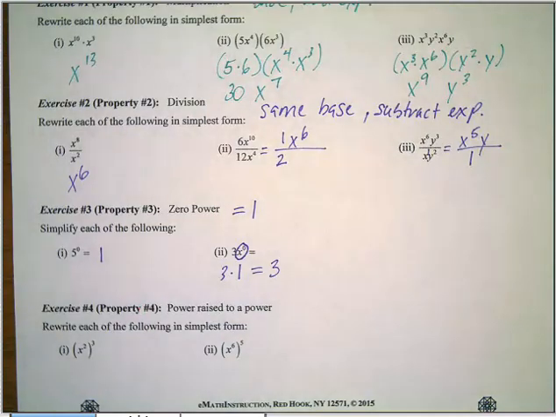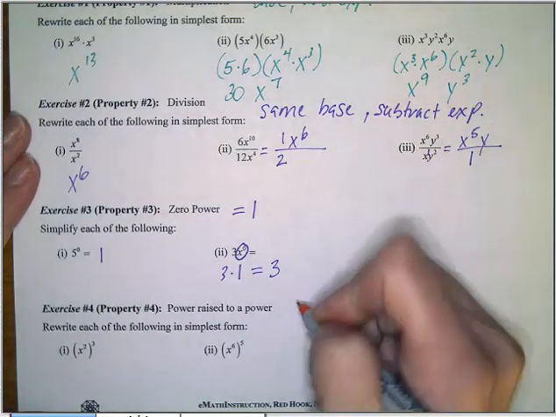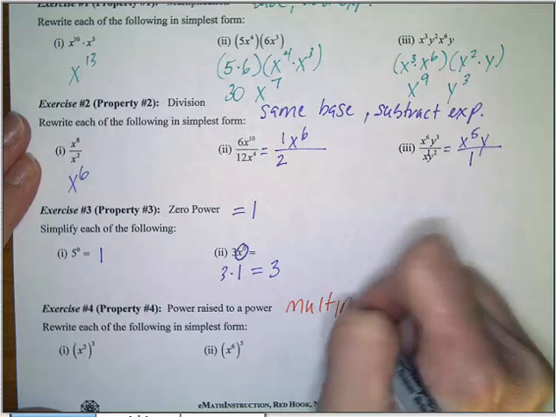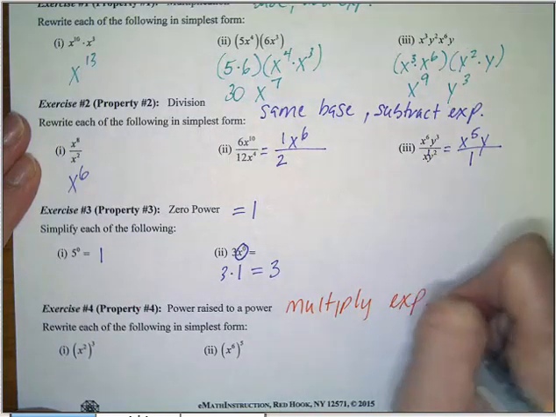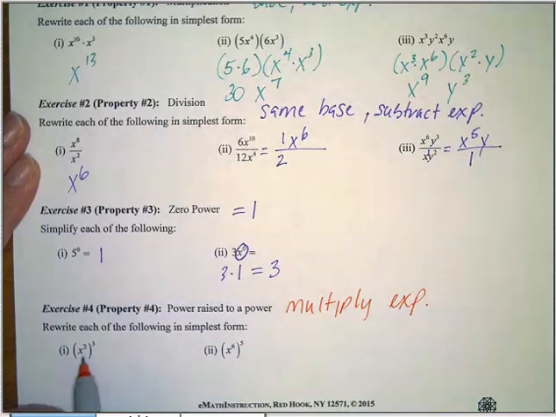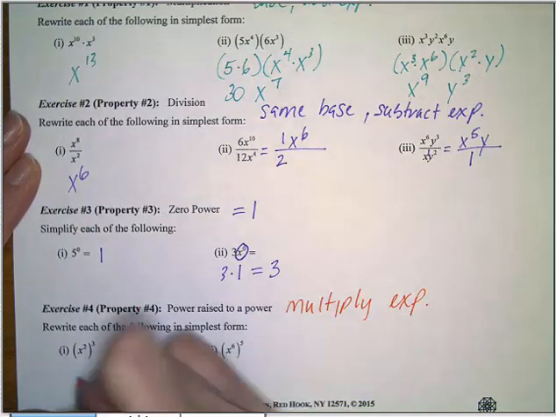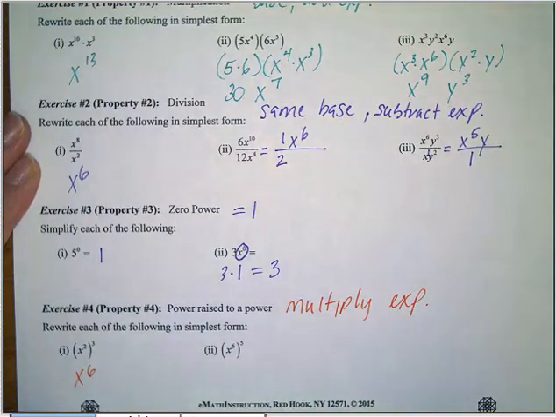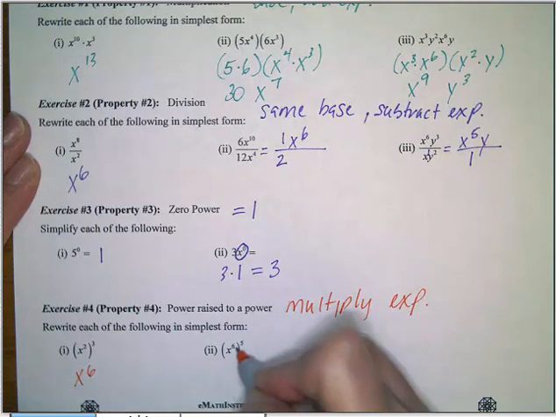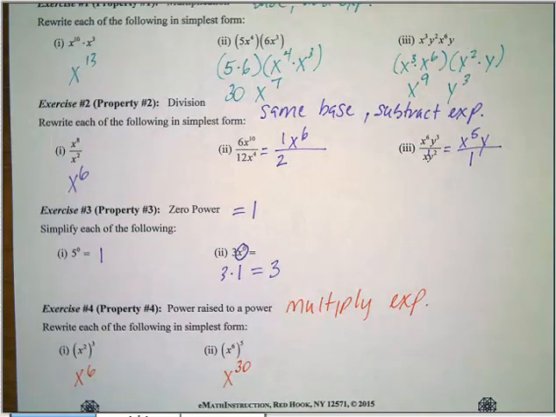In number 4, the fourth property, power raised to a power, you're going to multiply the exponents. So in the first one, x squared 3 times is x to the 6th. X to the 6th 5 times is x to the 30th. And this should all be review.